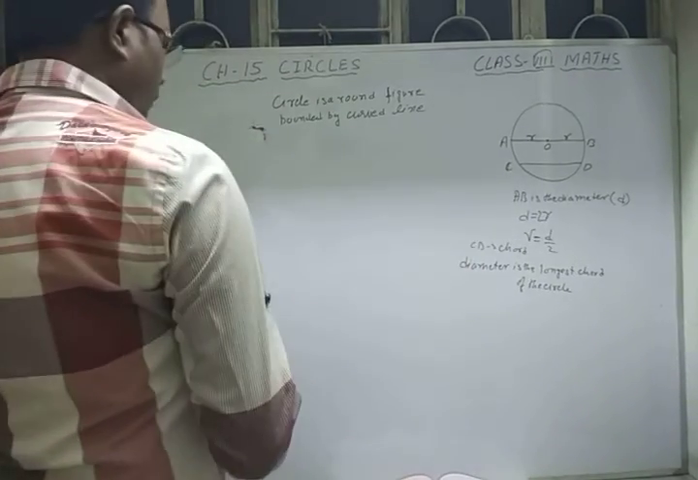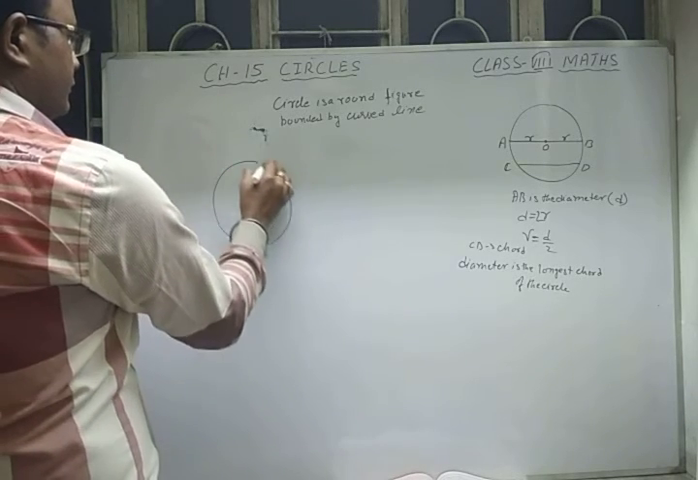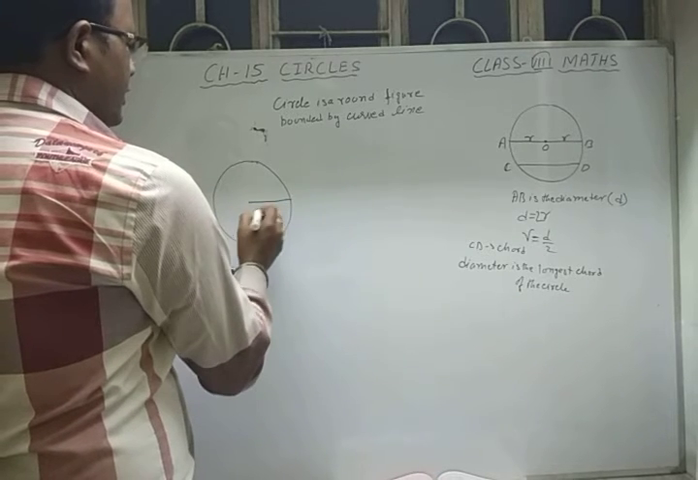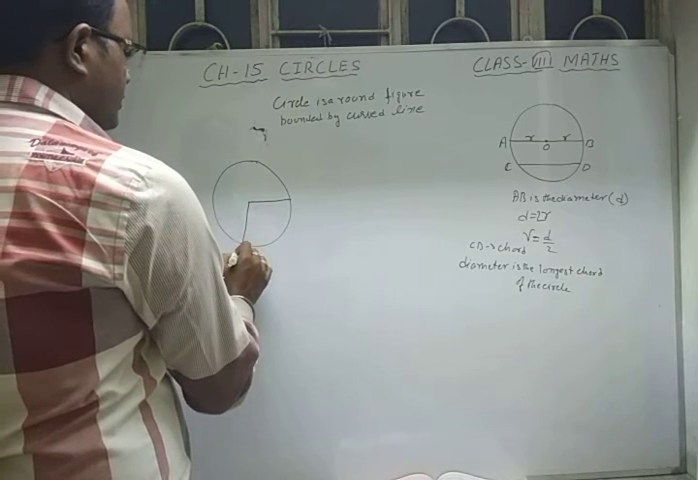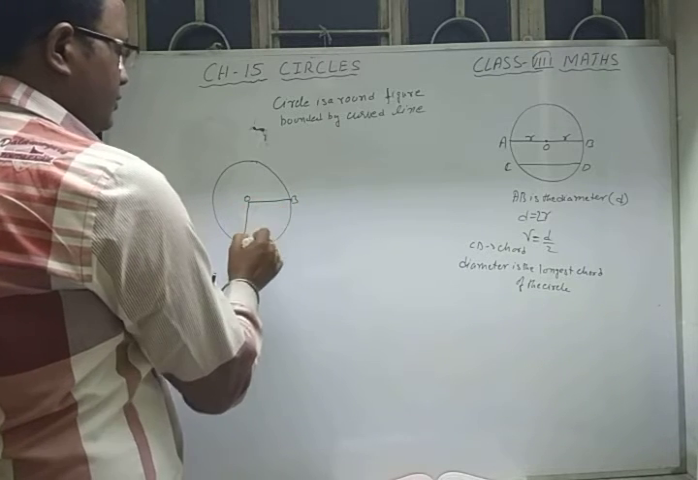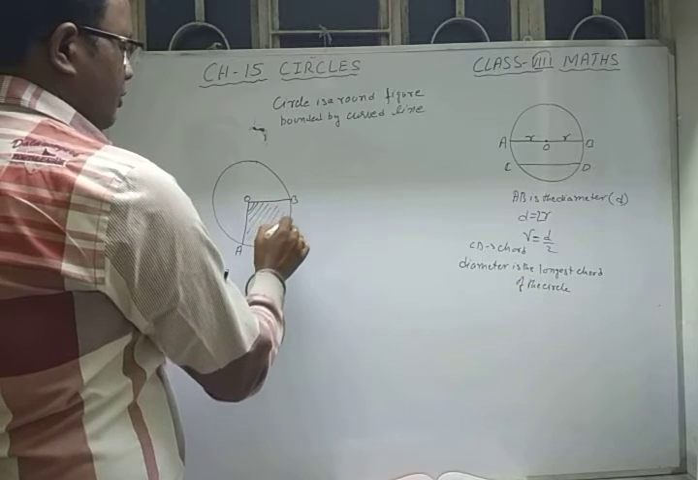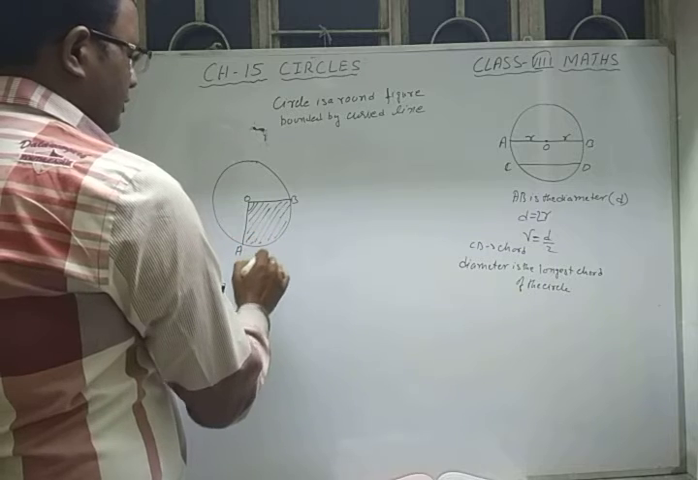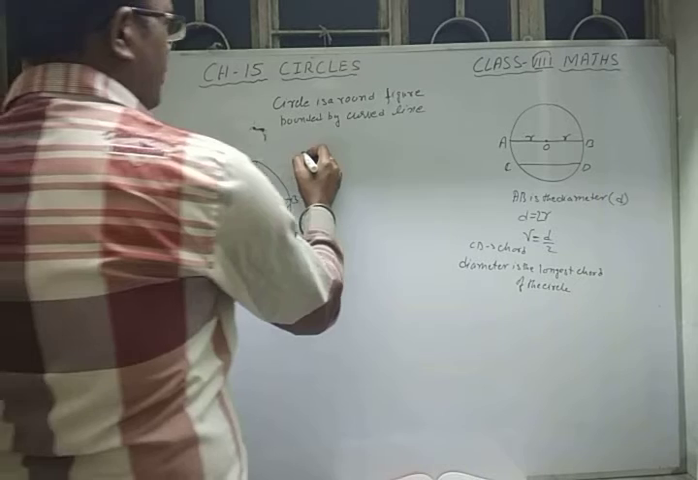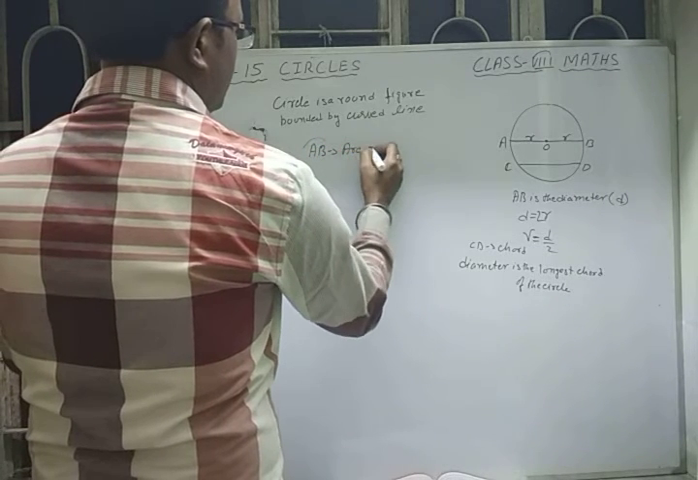Now I will draw another circle. Okay, this is a circle. This is a radius, and this one is another radius. Suppose it is A and B. So the region between these two radii is called a sector, and the part of the circumference of a circle is called an arc. It is called arc AB.